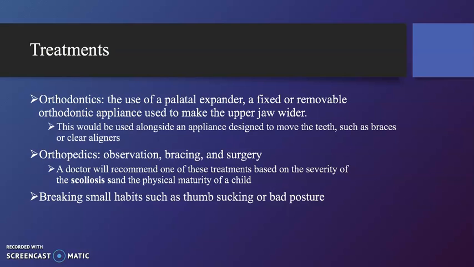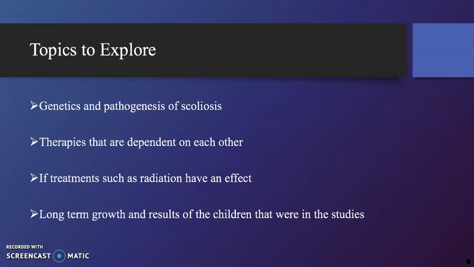So all asymmetries observed in patients would need a doctor's surgery or observation, but you can also break small habits such as thumb sucking or bad posture. That would be like an early onset indication. And these are just further topics to explore on the causes, therapies, treatments, and long-term growth.